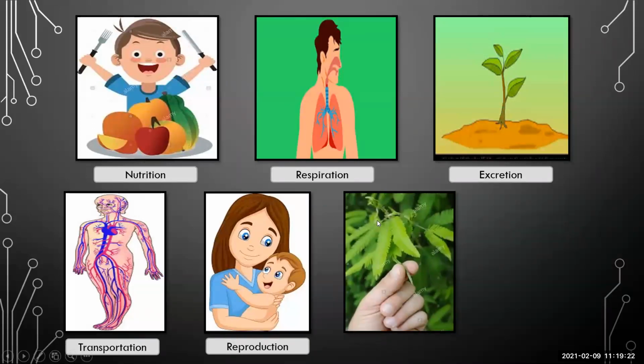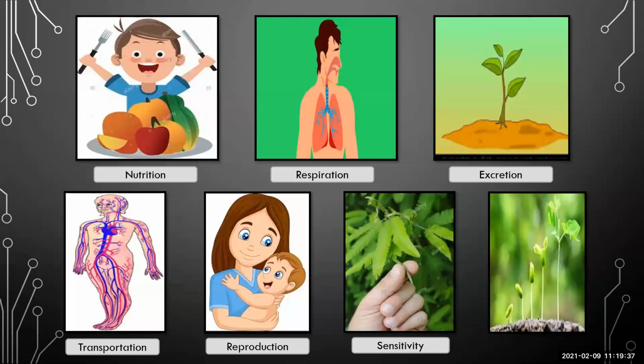Then there is sensitivity. In this picture you can see the mimosa plant, the touch-me-not plant. If we touch the plant, it will close its leaves, so there is sensitivity in living beings, and also there is growth. So these are some of the life processes which we can see only in living beings, which we cannot observe in non-living beings.